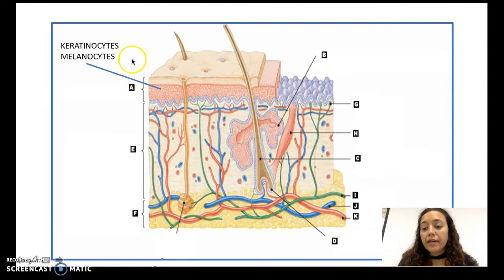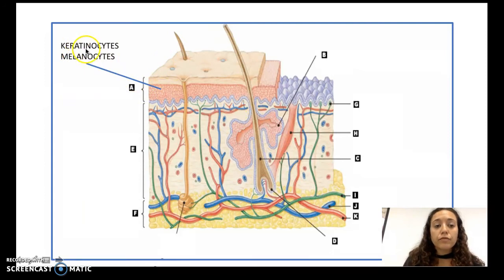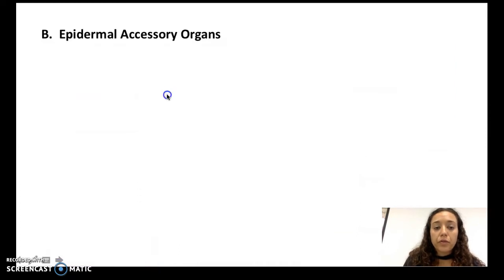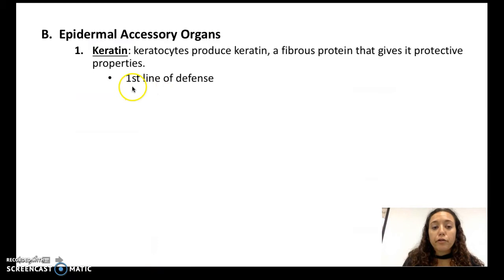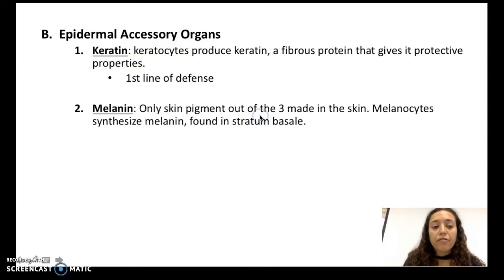So now we're going to get more into your accessory organs. So specifically in your accessory organs, in the epidermis, you have two cells, keratinocytes and melanocytes. And what they're doing is that they're producing these cells that are going to protect you. Okay, so the first one is keratin. It's part of your first line of defense. It makes your skin very tough. Fibrous protein, it's actually what your nails are made out of. It just makes sure things are very, very tough.